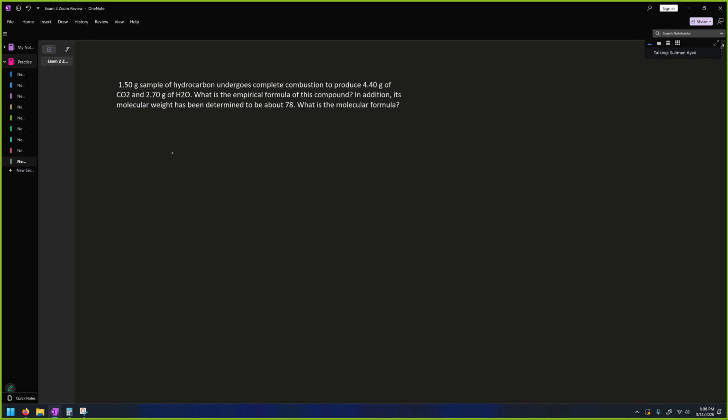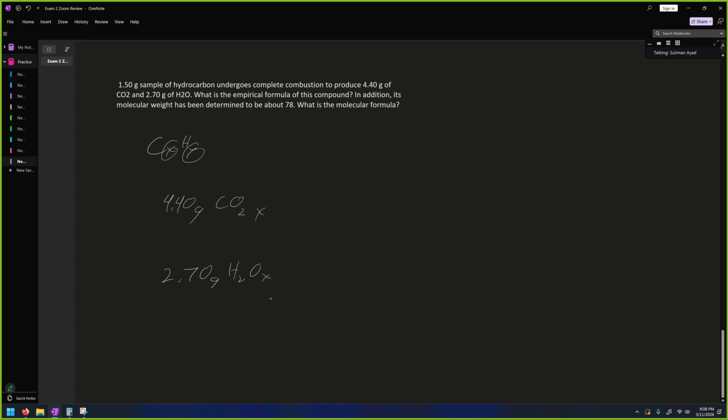In particular here, to find the empirical formula of something, it's going to be in the format of CXHY because we have a hydrocarbon, just hydrogen and carbon here. So I need to figure out how many moles of carbon there are and how many moles of hydrogen there are in the initial starting material. The way we do that is by looking at the products. So we've been given 4.40 grams of CO2 and 2.70 grams of H2O.